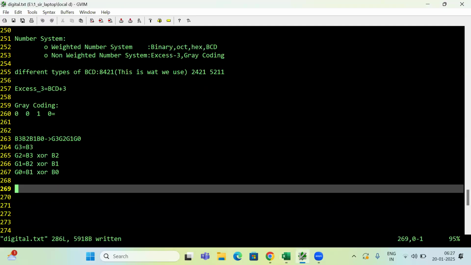Okay, leave it. We'll just give a try here. 0, 1, 1, correct? Equal to 0. Then 0 XOR 1, 1. 1 XOR 1, 1 XOR 1. What is the value? 100. Correct? 4. Yes, sir. Correct.